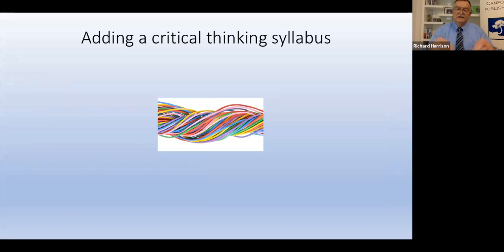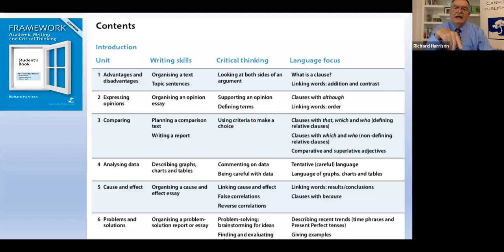How do we put this into a syllabus? Well, I'm giving you an example from my book Framework. I had a syllabus or a critical thinking component alongside the other components of the course, so alongside the language focus and the writing skills. And there are the critical thinking sub-skills. You might want to design your own critical thinking program and then similarly put that in alongside the other elements of your foundation program or whatever.